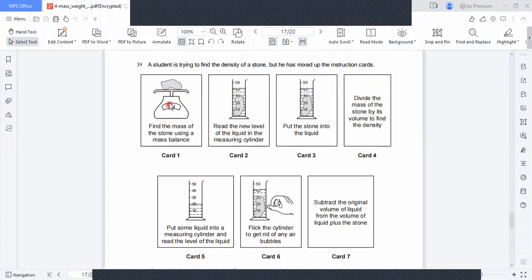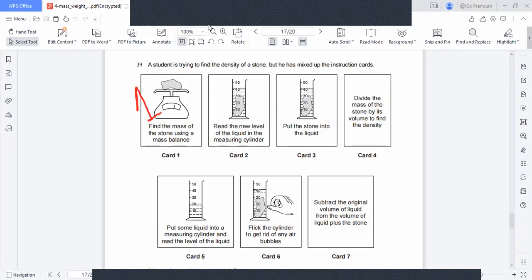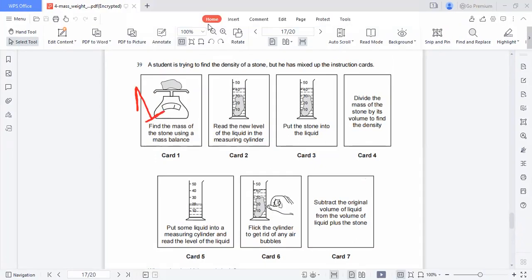So first, he should measure the mass of the stone, that's fine. Then he should measure the volume, that should be the second thing. Now the third one would be to put the stone into the liquid. Now this would be the fourth one, read the new volume of the liquid.